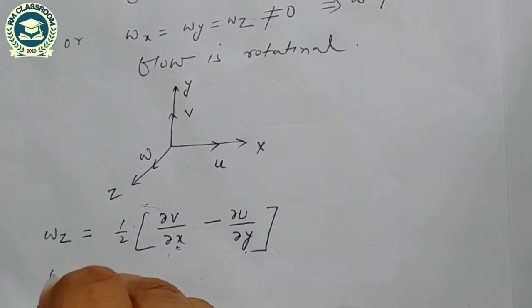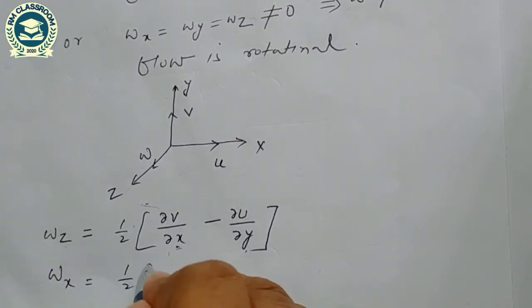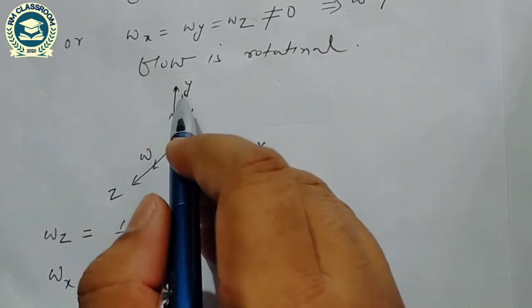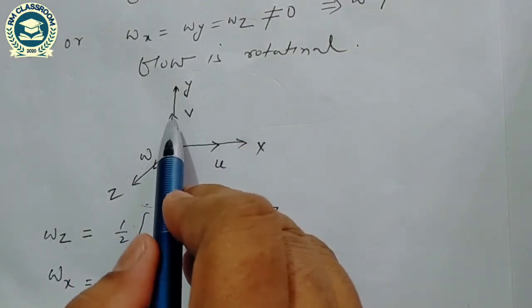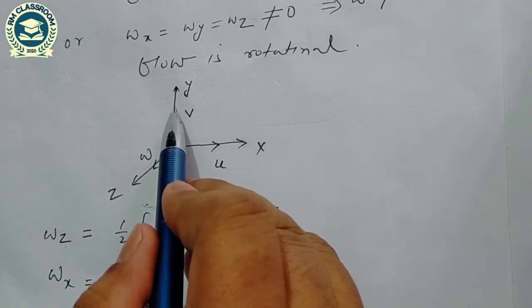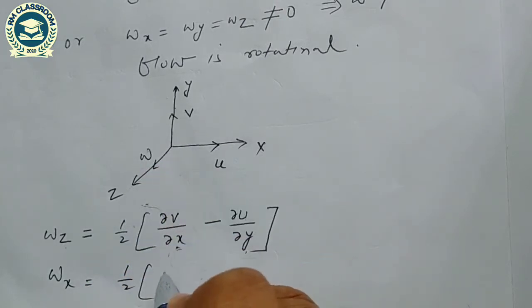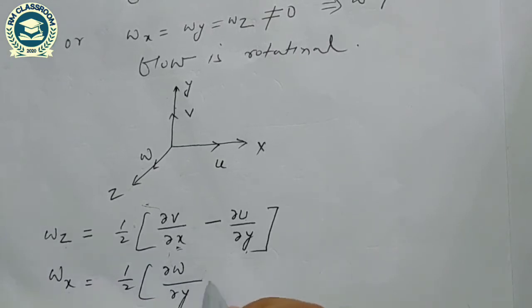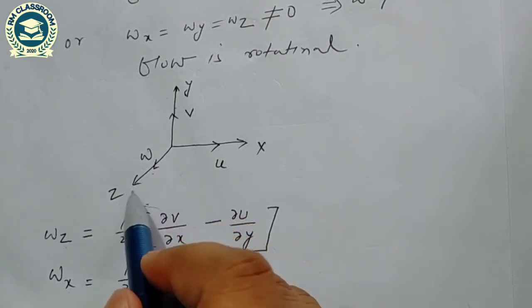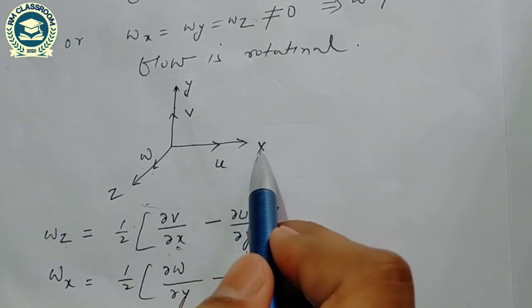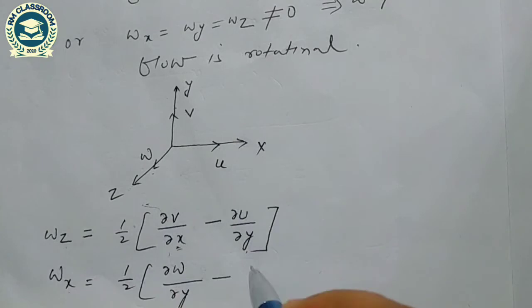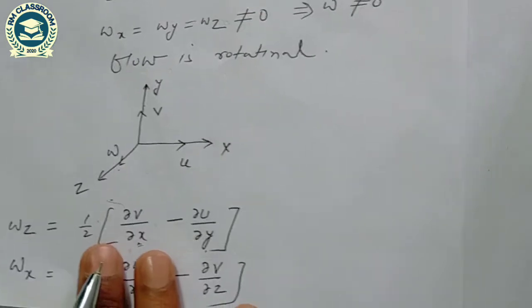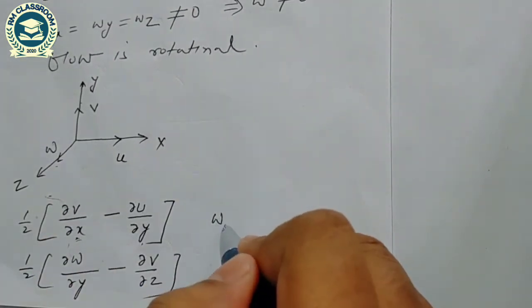Similarly, if I write the rotational component in x direction, this is x, so the velocity component after x we don't have to consider, but after this we have to consider. So in z direction it is del w by del y, because after x it is y, and in z direction velocity is w. In x direction we don't have to consider, but after x the velocity is v, so del v by del z. So this is how you have to remember.